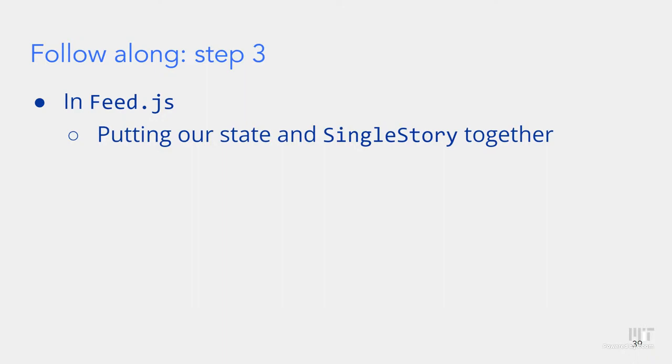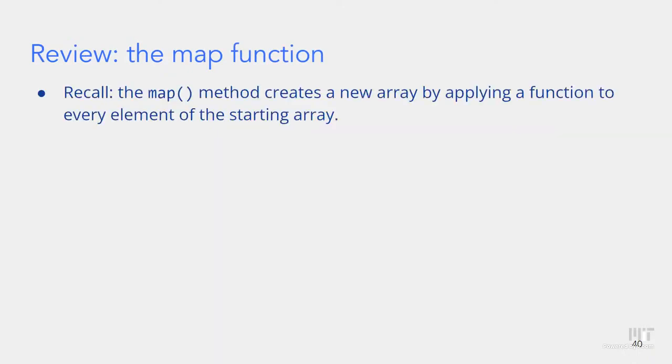Since we have a one-to-one mapping between each JavaScript object in our state and a single story component, we want to use what we call a map function in JavaScript. What the map function does is create a new array by applying a function to every element of the starting array.